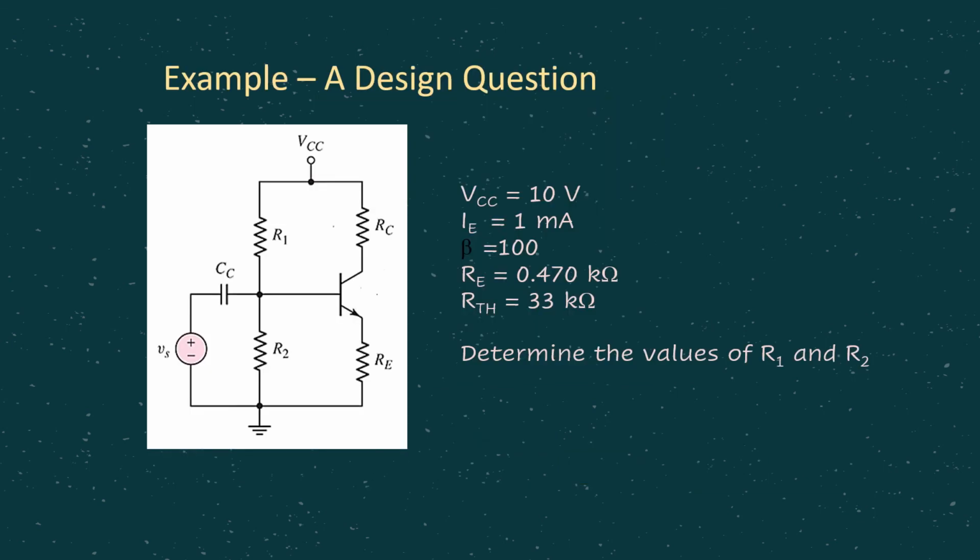Here is another example related to the voltage divider biasing circuit, where it's a design question where you have to determine the values of R1 and R2, where VCC is given, IE is given, beta value is given, RE is given, and now RTH is given. So you should understand the concept of Thevenin equivalent circuit in order to solve this example.